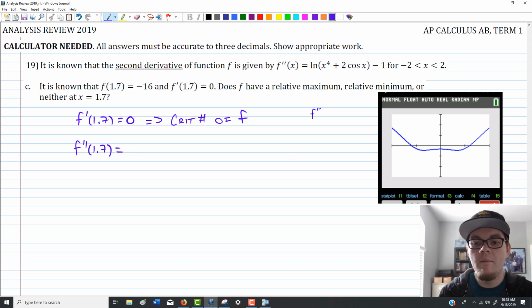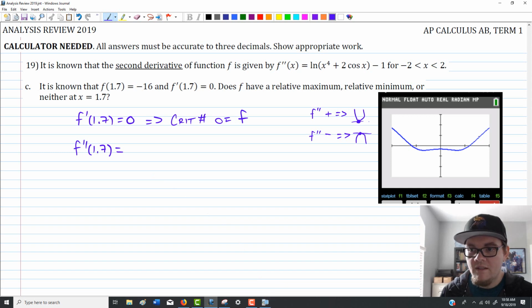Because if f double prime is positive, that means that we have a concave up situation, and if we're at the critical number, that would qualify us as a relative minimum. On the flip side, if f double prime is negative, we'd be concave down, and at our critical number, we would have a relative maximum. So it's all about the sign here.